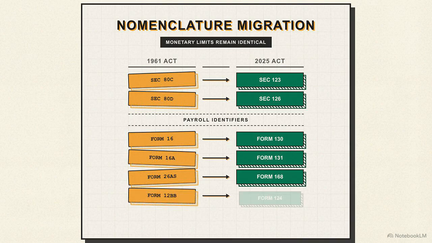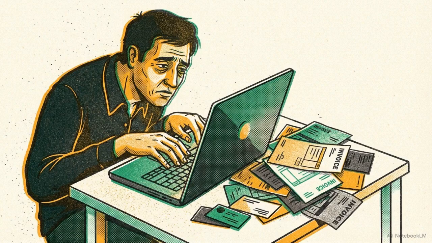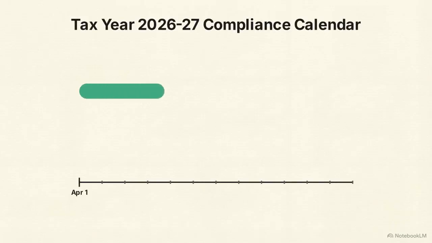Payroll identifiers undergo a similar shift. Form 16 migrates to Form 130, and Form 16A becomes Form 131. The 26AS ledger shifts to 168, 12BB updates to 1244, and 15G/15H consolidate into 1221. The legislation also expands statutory filing deadlines, specifically targeting non-salaried entities. Looking at this compliance calendar, the standard salary deadline remains unchanged at July 31st.